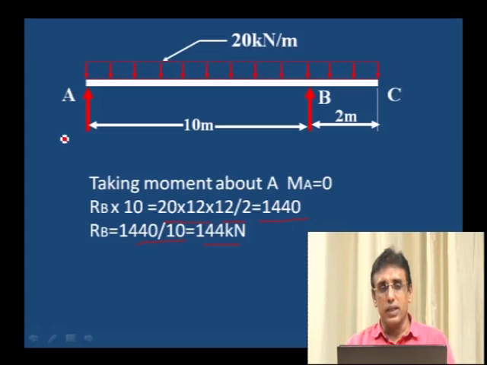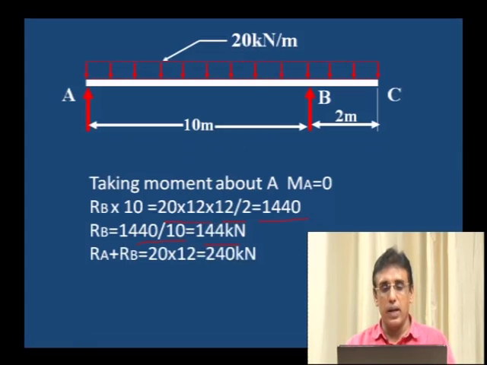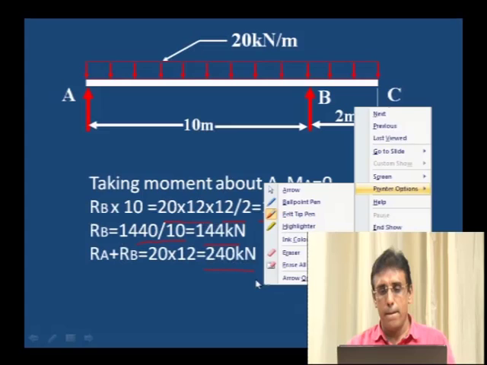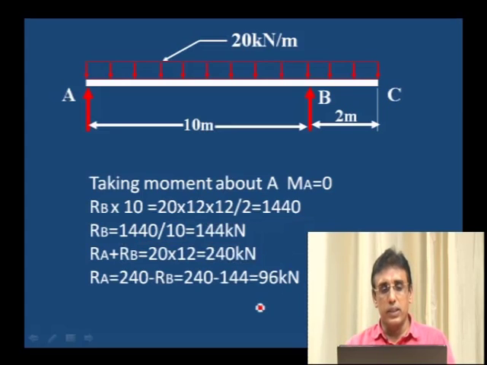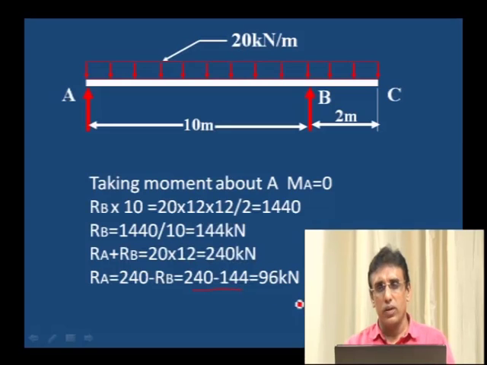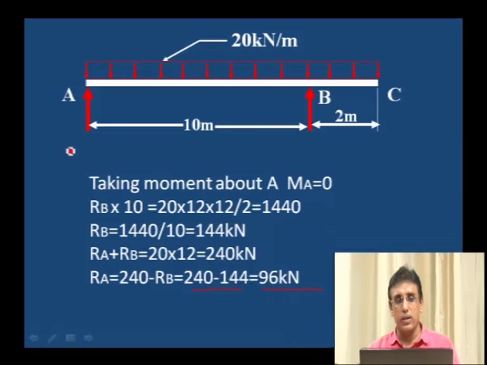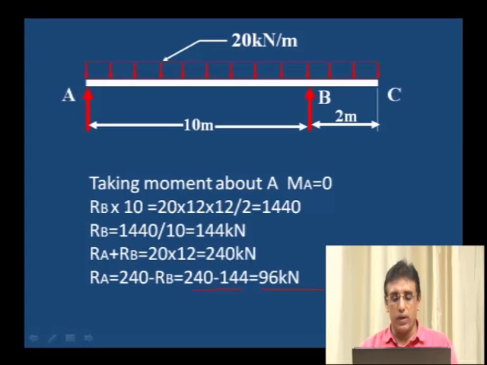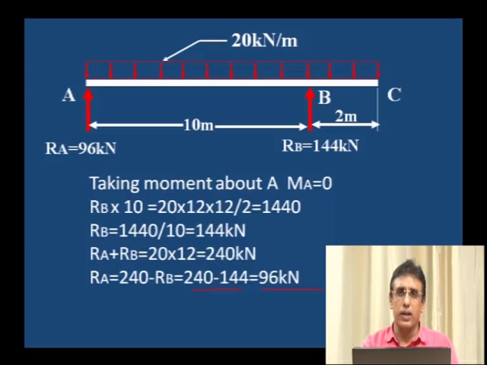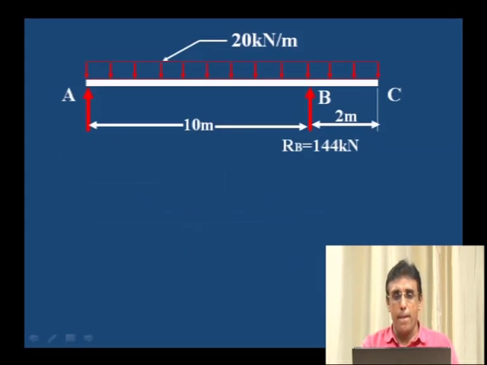To calculate the reaction at A, sum of the upward forces is equal to sum of the downward forces. Upward force is RA plus RB, downward force is 20 into 12. RA plus RB is equal to 20 into 12, that is 240 kilonewton. Therefore, RA is equal to 240 minus 144, that is 96 kilonewton, the reaction at A. Reaction at B is 144. These are the reactions. After getting the reactions, it is easy to calculate shear force and bending moment.